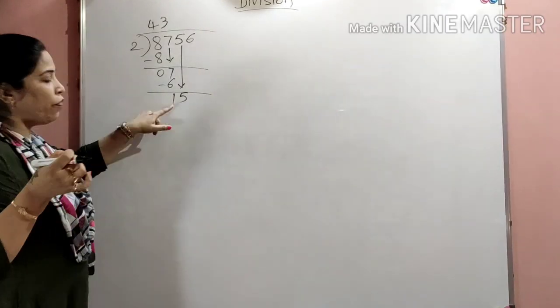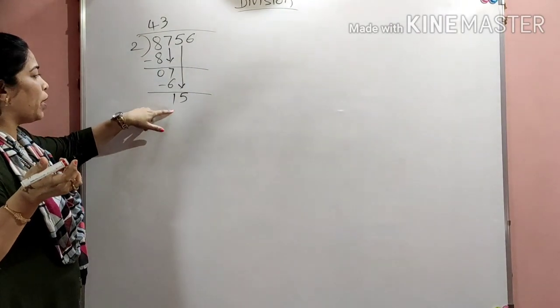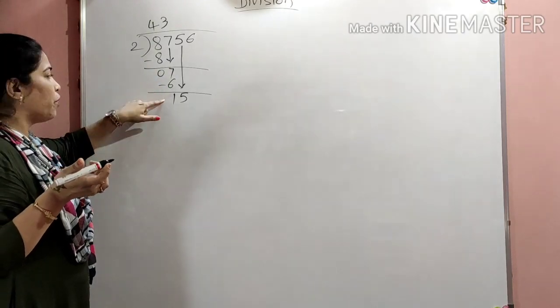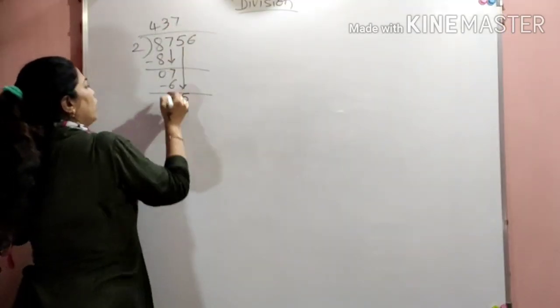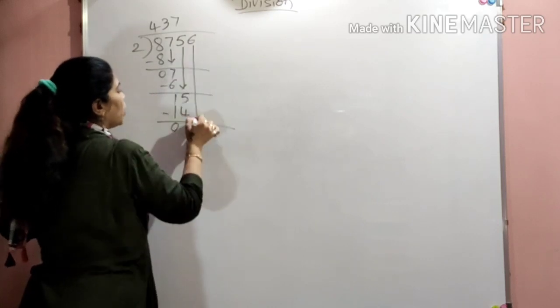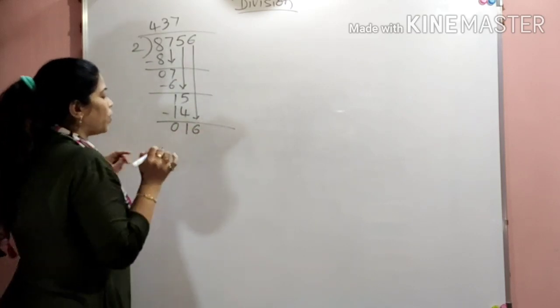Now again we got 15. Now 15 is also not coming in the table of 2. So what will we take? Again smaller than 15. Smaller than 15 is what? 2 7s are 14 minus 1, 0. Now this 6 will come down. Okay, so I got here 16.